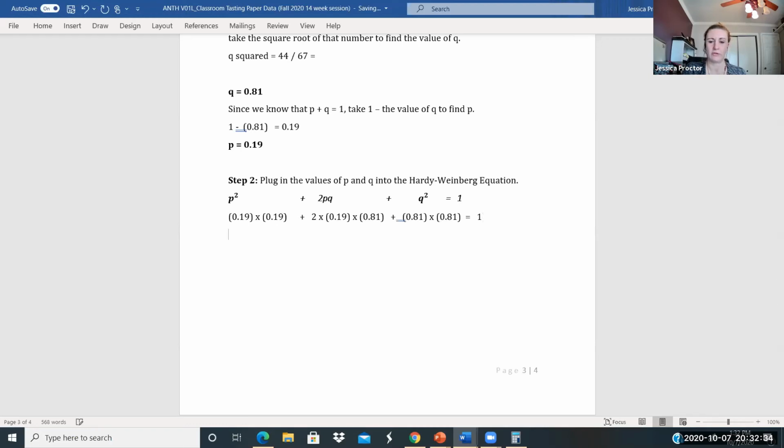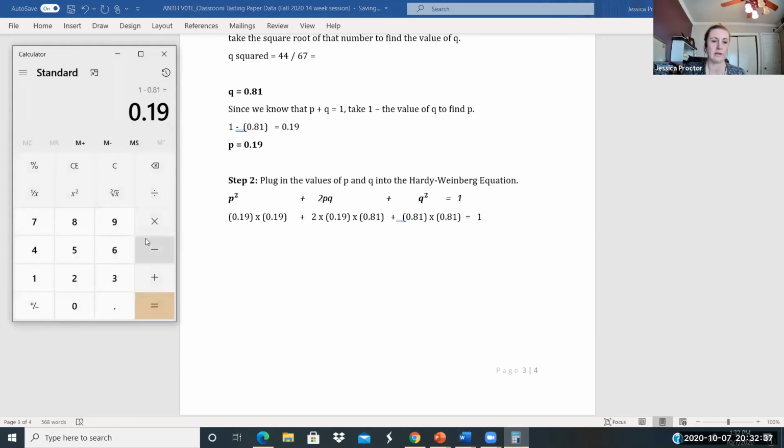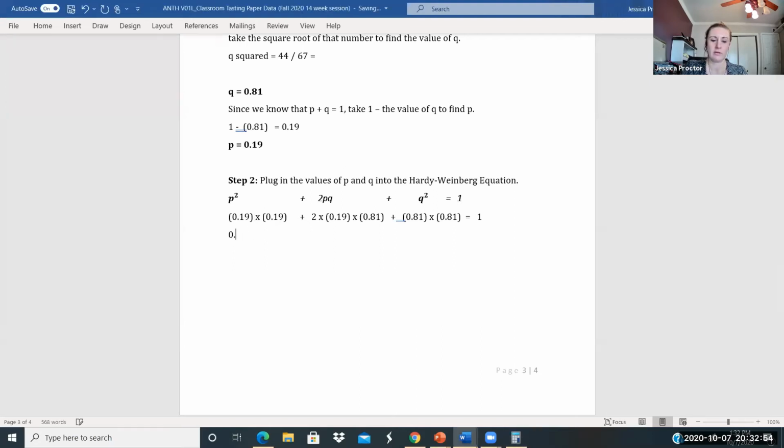Okay, and the next part is we're just doing the math. So we're pulling up our calculators. So we're doing the P squared, so 0.19 squared gives us this number. So we're going to round to 2 decimal places. So we look at the third number. Since it is 5 and above, we're going to round this up. So that becomes 0.04. So that is the frequency of the homozygous dominant individuals in our classroom population.